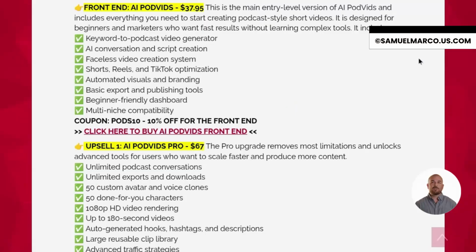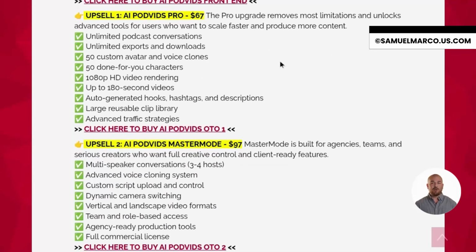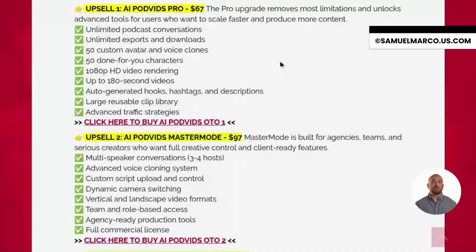The front-end offer gives you the core AI PodVids system, where you can turn simple keywords into complete podcast-style short videos with AI voices, visuals, captions, and built-in branding. This is perfect if you're just getting started and want to create faceless content for Shorts, Reels, and TikTok without any technical skills. After that, you'll see OTO 1, AI PodVids Pro, which removes most of the limits and unlocks unlimited creations, HD exports, longer videos, custom avatars, and advanced traffic tools for scaling faster.